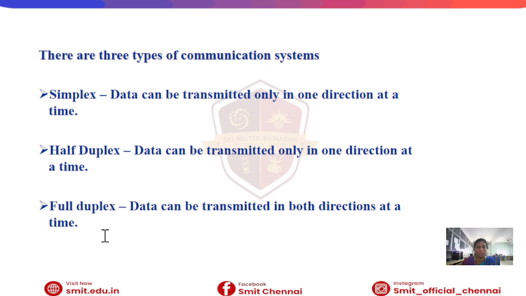The next one is full duplex. The data can be transferred in both directions simultaneously. For example, mobile phone, telephone, landline. These are examples of full duplex. So full duplex provides faster communication.